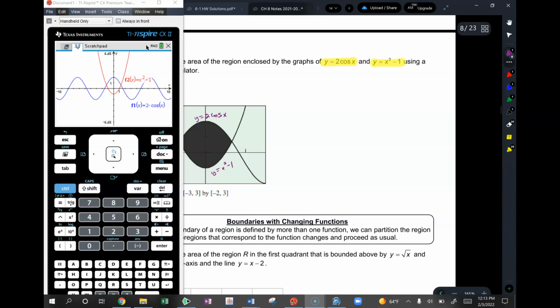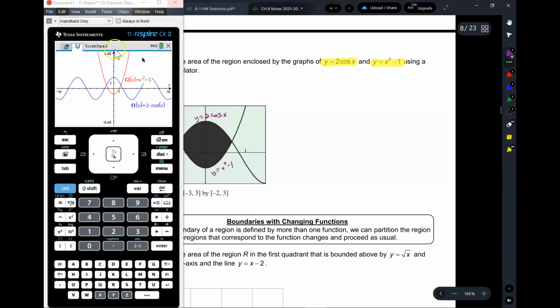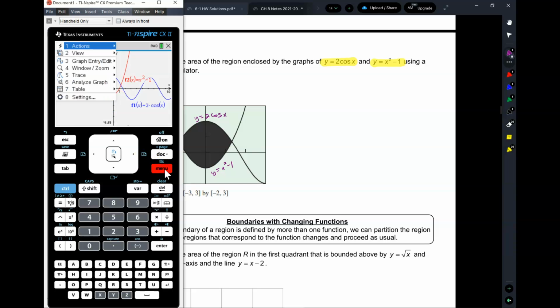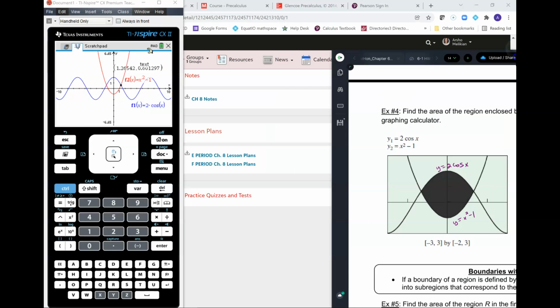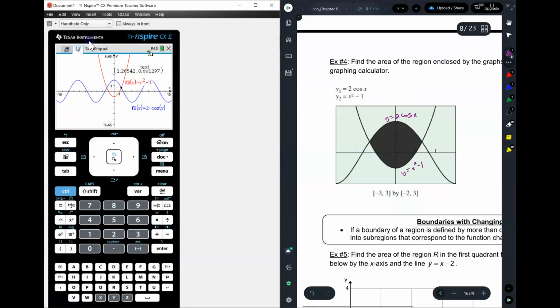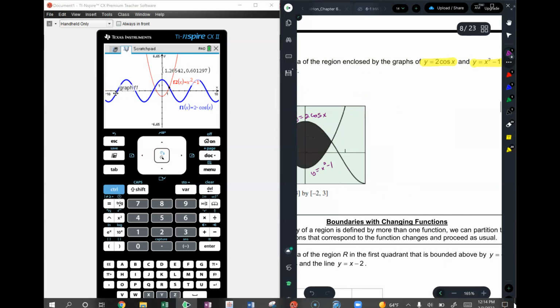We graphed both of them, and here's the graph. You don't need to make it look exactly like the windows you're given. Let's find the points of intersection. Analyze graph, intersection. I'm going to find this one first. That's the point of intersection, correct? What I like to do is write down that that's the point of intersection.